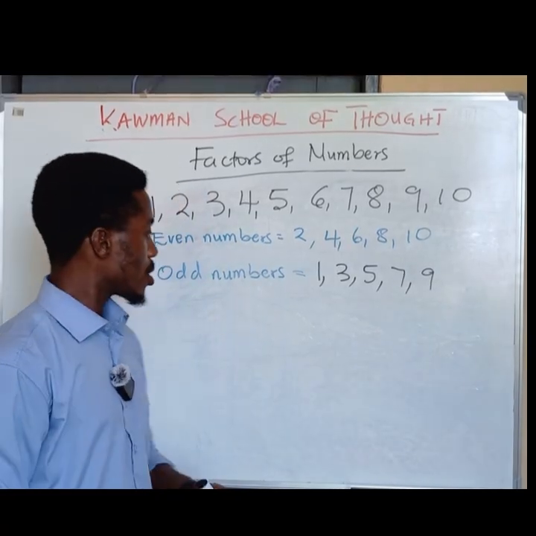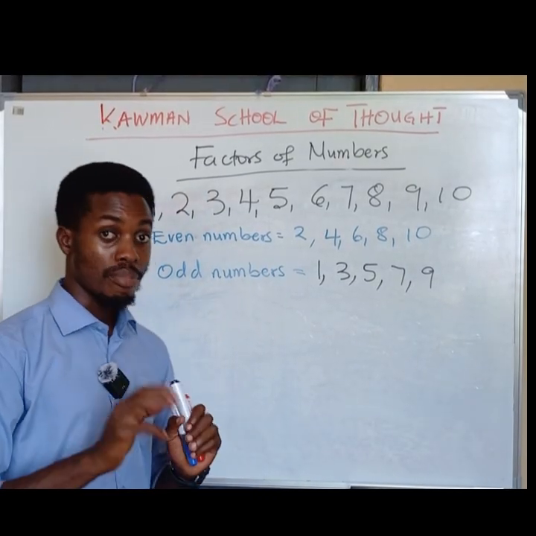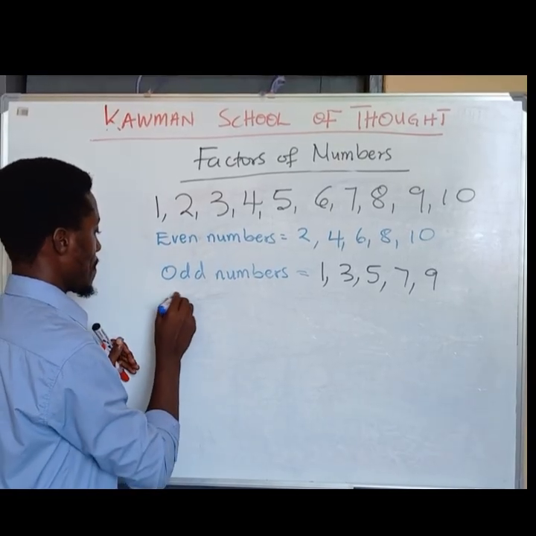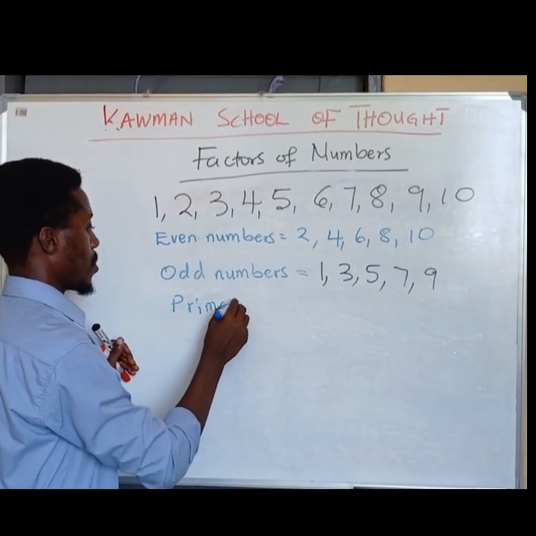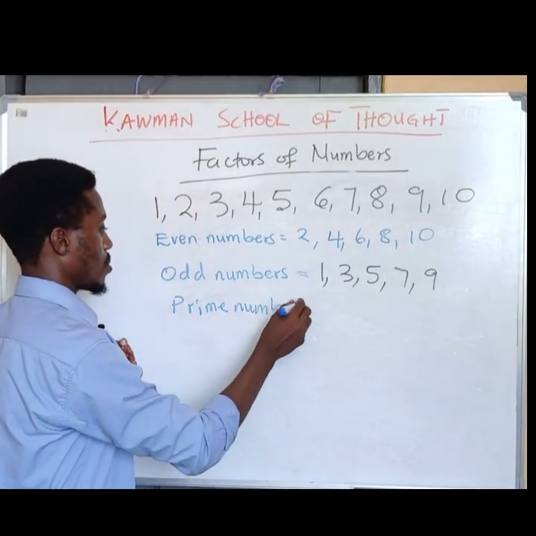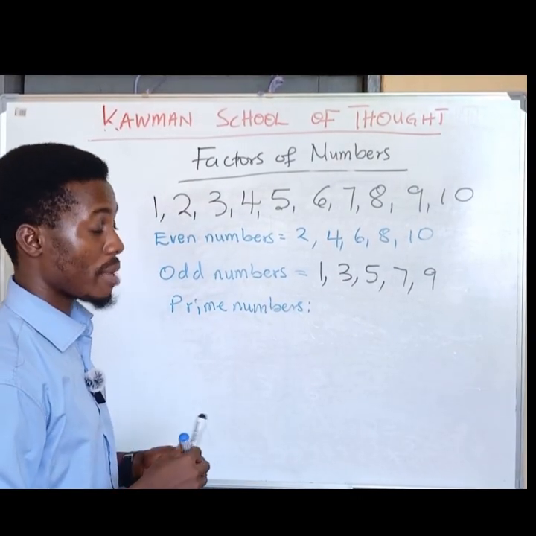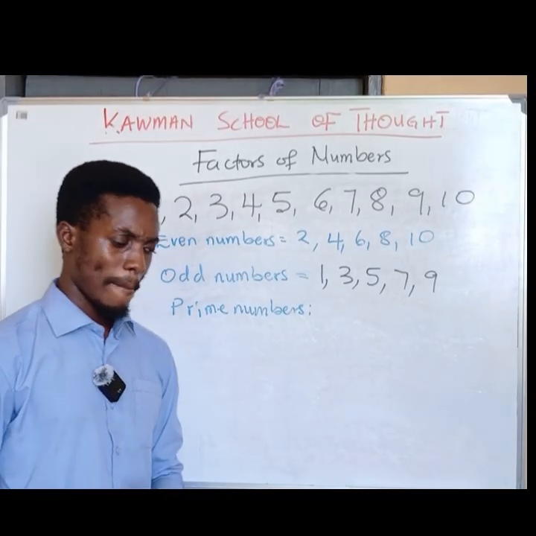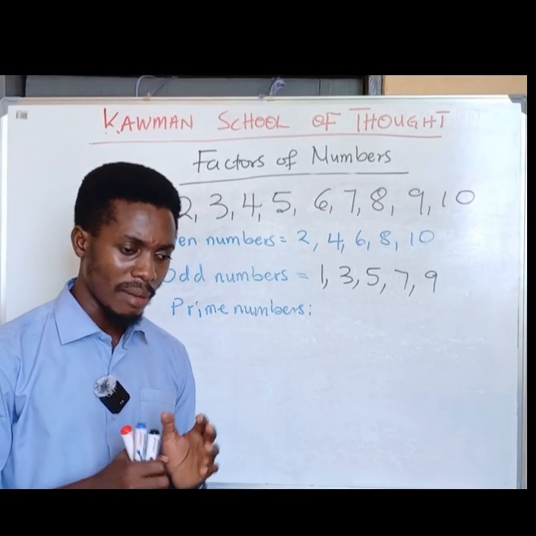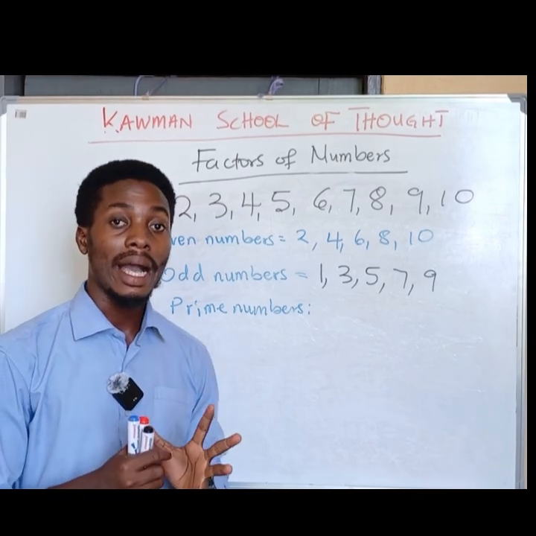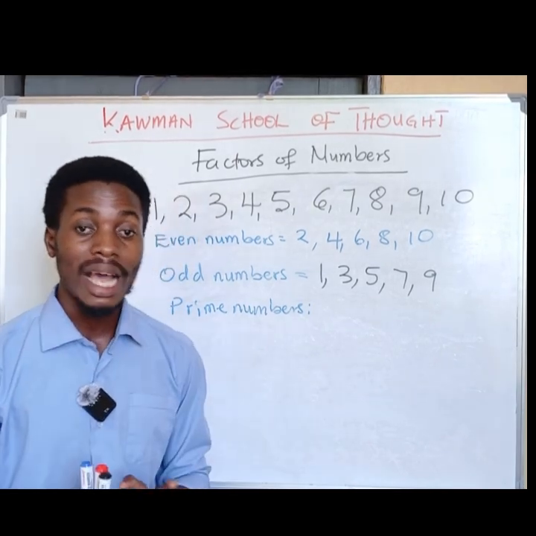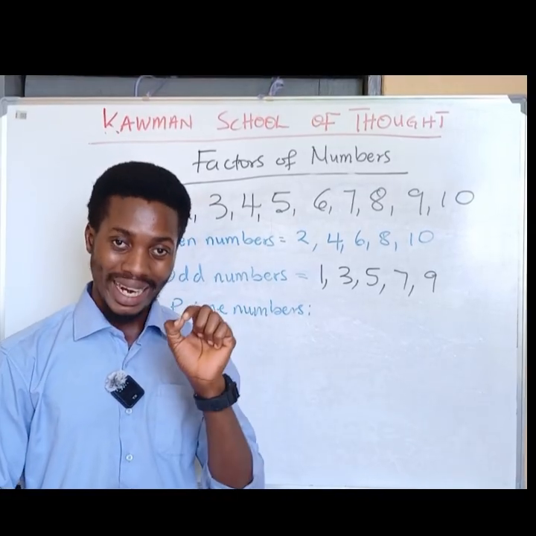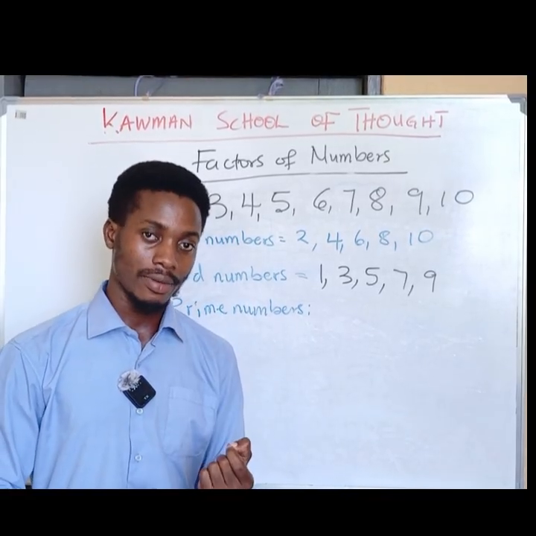Have you seen it? Now let's move on to prime numbers. Now we're going to know the difference between a prime number and an odd number from this. Now, what's a prime number? Like I said, a prime number is any number at all that has only 2 factors. That's 1 and the number itself.